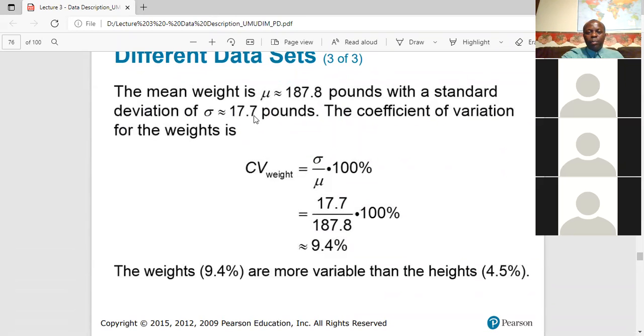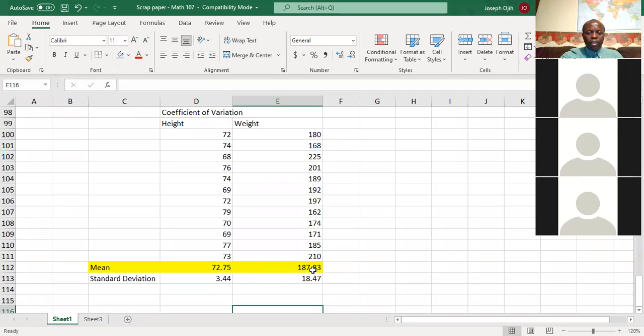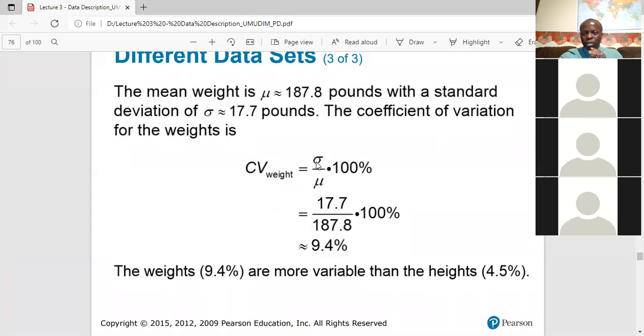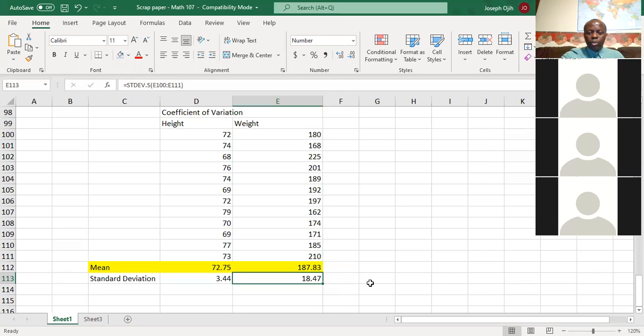Now, if you repeat the same process for the weight, they got the standard deviation as 17.7 and the mean as 187.8. Let me see what we have. As you see, I got a mean of 187.8, and the standard deviation is different. They did it for population. If you look, they use sigma, which is the standard deviation for population. That's why we have 17 point something. Let me do it for population.